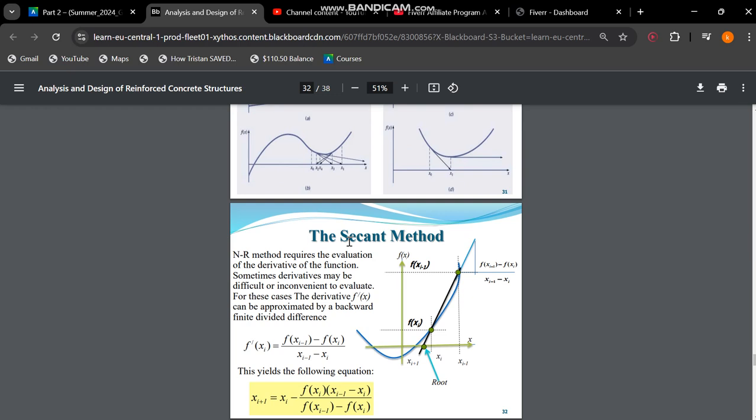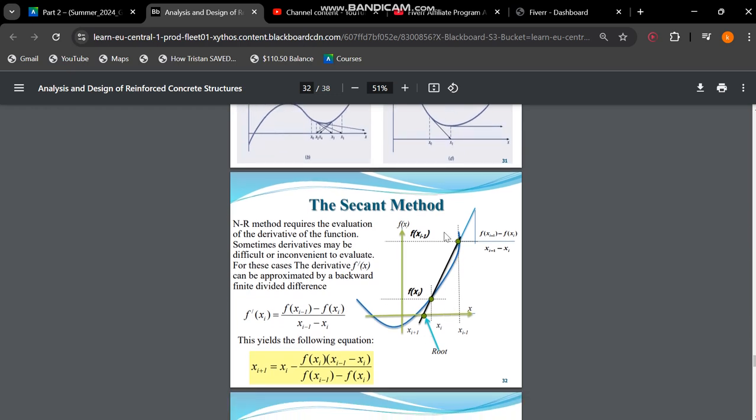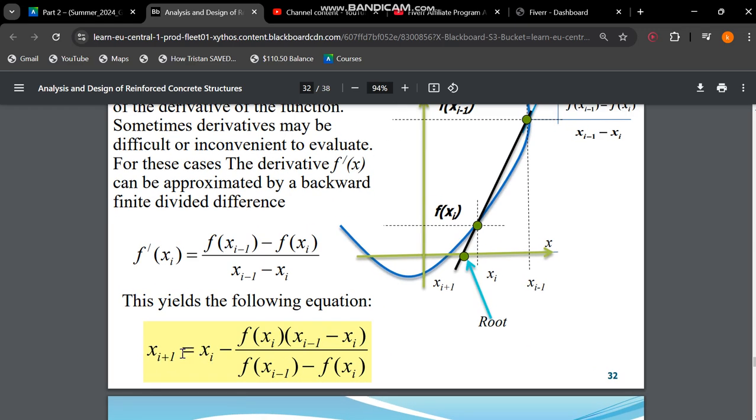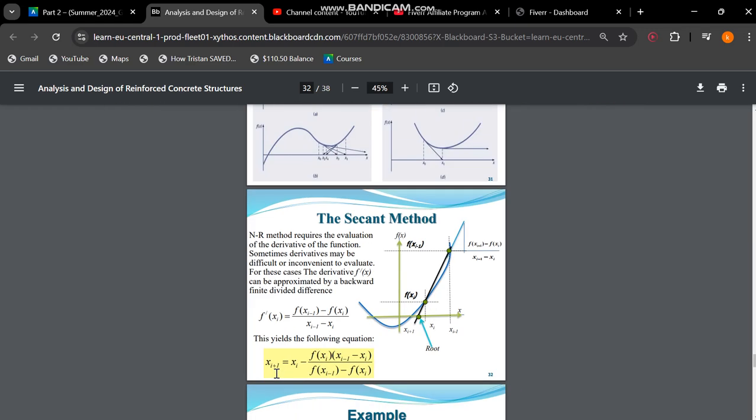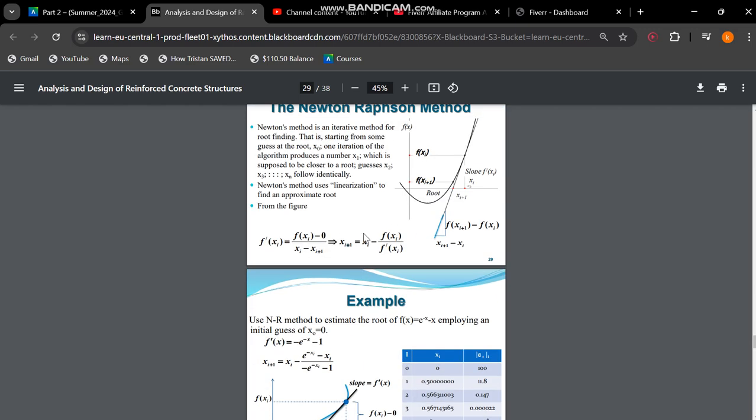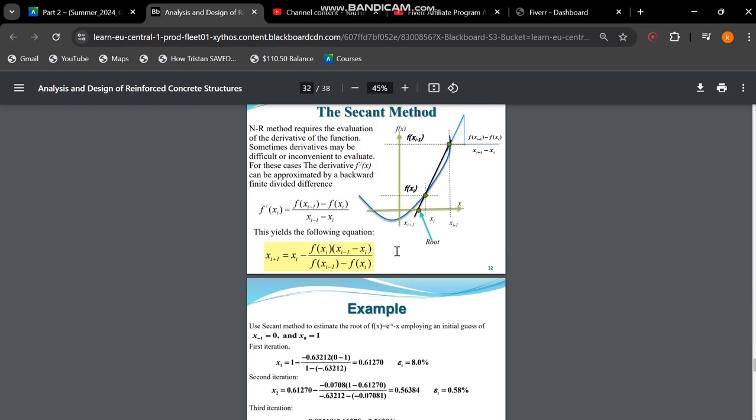Therefore, we invented a new method called the secant method, which basically approximates the derivative. It approximates the derivative using the rise over run concept. You just calculate the slope, and it modifies the old equation. So you see the Newton-Raphson equation, x_{i+1} = x_i − f(x_i)/f'(x_i). You see this? It basically modifies it to this.